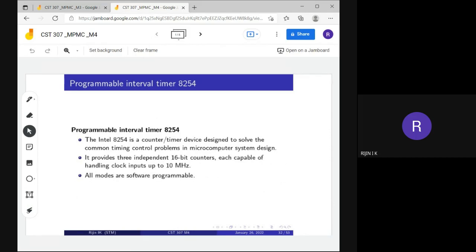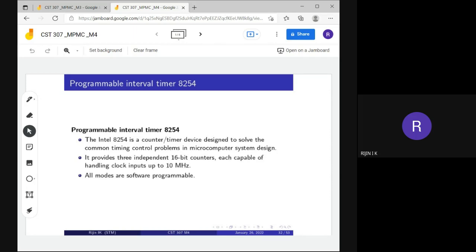ഓക്കെ, സോ പ്രോഗ്രാമബിൾ ഇന്റർവൽ ടൈമർ 8253 or similar another variant ഉണ്ട് 8254. ഓക്കെ, 8254 and 8253. ഓക്കെ, ഒരേ വേരിയൻസിൽ വരുന്നത് തന്നെയാണ് 8253ഉം 8254. സിമിലർ ഓപ്പറേഷൻ, സിമിലർ സ്ട്രക്ചർ, എവറിത്തിങ് ഈസ് സിമിലർ. ഓക്കെ, സോ വി ക്യാൻ സ്റ്റഡി ദാറ്റ്. വാട്ട് ഈസ് ദിസ് പ്രോഗ്രാമബിൾ ഇന്റർവൽ ടൈമർ?